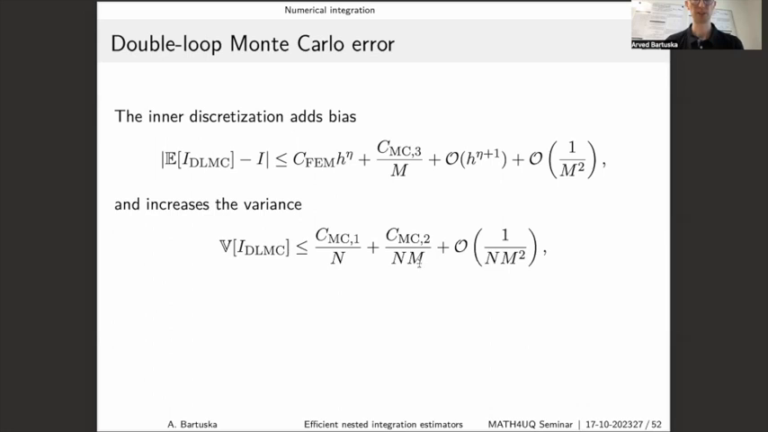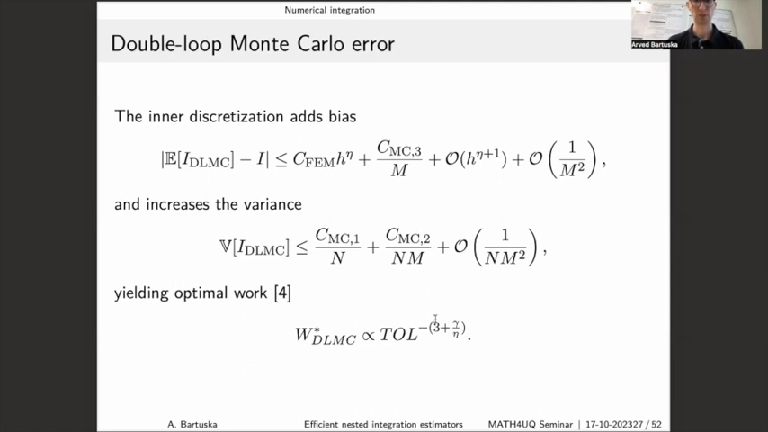It also increases the variance a bit. So this is the regular variance of the outer Monte Carlo estimator, and this one comes, if we use the law of total variance, from the inner discretization. But as we can see, if we let n and m go to infinity, this term is asymptotically not important. So what really increases the cost of the estimators is this bias.